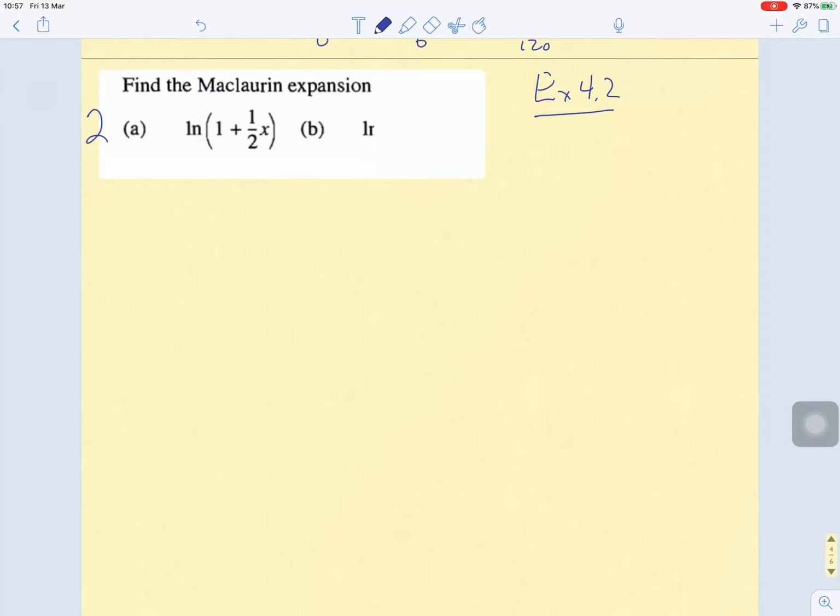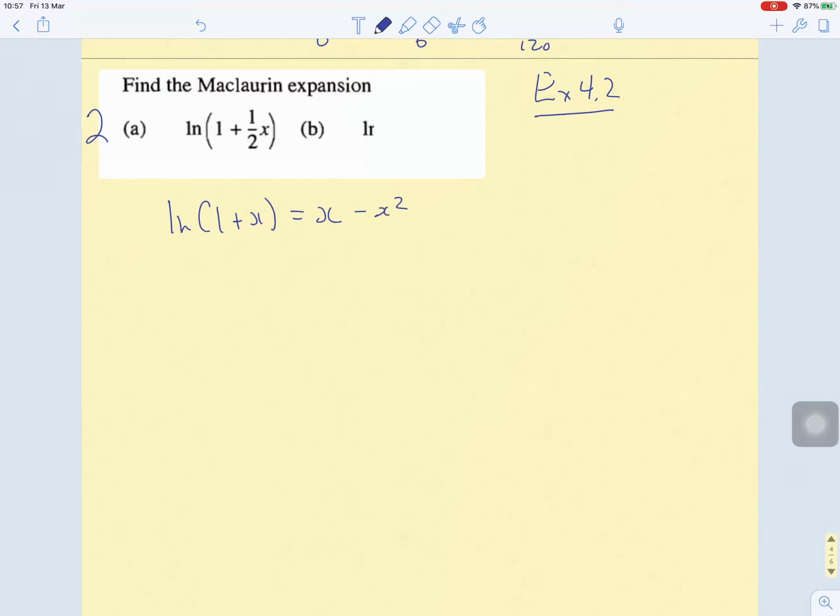Once again, the trick here is to recognize that we have many of these Maclaurin series expansions in the formula booklet. And the formula booklet says that there's one for ln of 1 plus x. I believe we developed this earlier in class, but now you have it on the formula sheet.